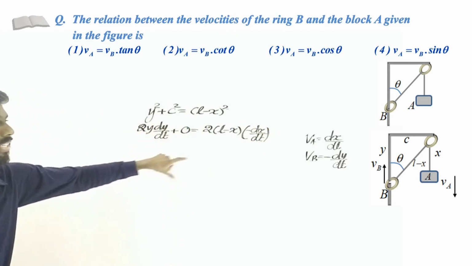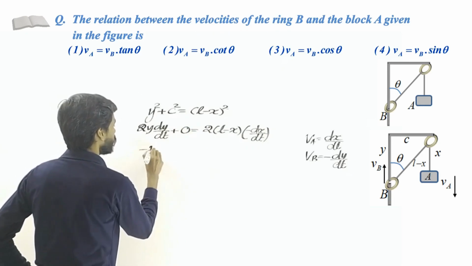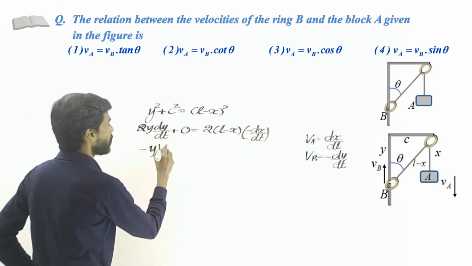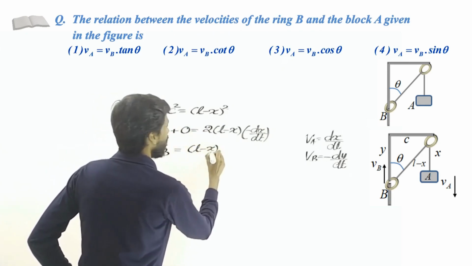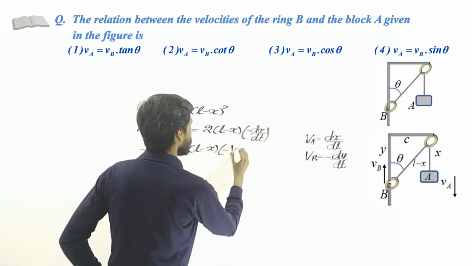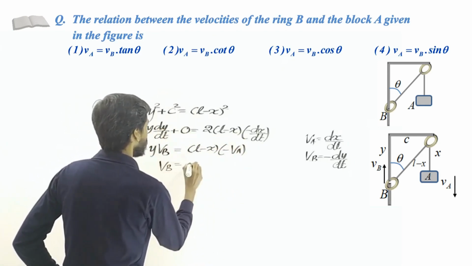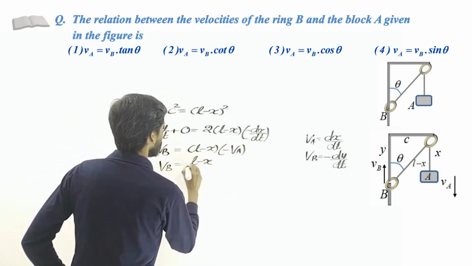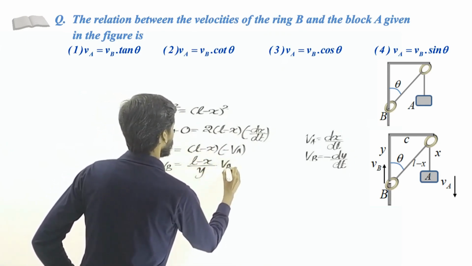But what is dy by dt? The 2 can be cancelled, so this is minus y, the velocity of the point B, equals L minus x and minus dx by dt, which is minus the velocity of A. So that's the relation. So VB equals L minus x divided by y multiplied by the velocity of A.